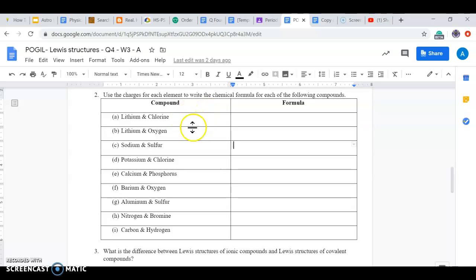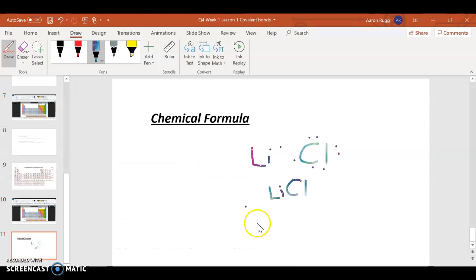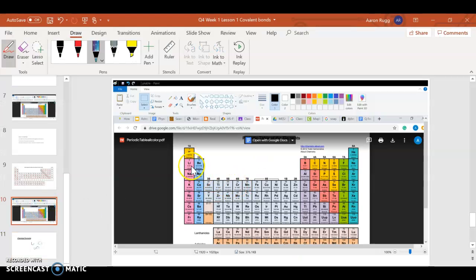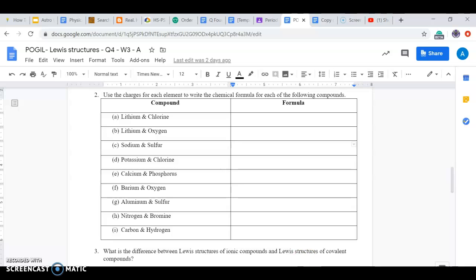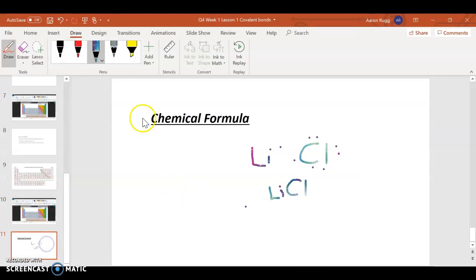So let's look at lithium and oxygen. Sorry. So lithium is here. It has 1 valence electron. How many does oxygen have? It has 6. All right. So let's figure this out. So we'll just keep that lithium there.